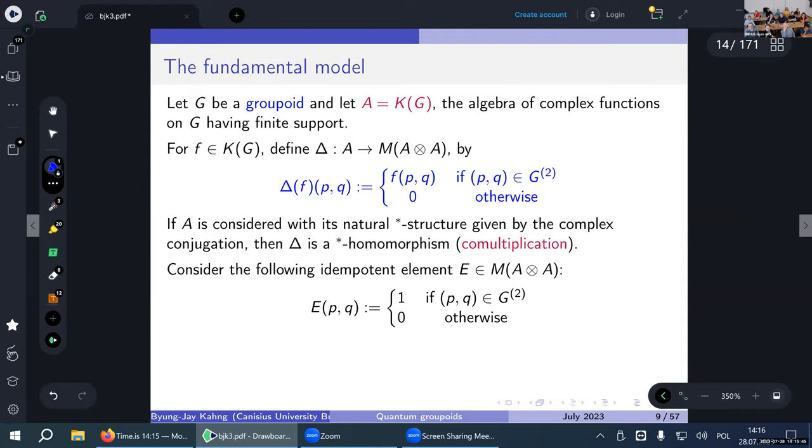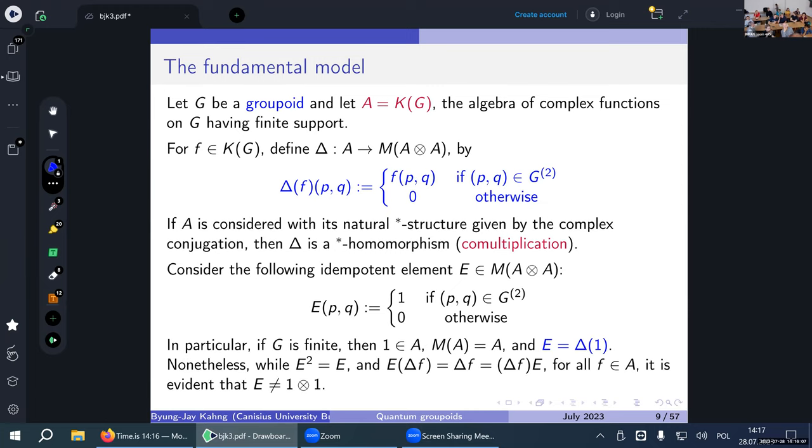And then here is a special element. Basically, it's delta 1, the function that takes value one when the multiplication makes sense, and otherwise it's zero. I actually say that this should be delta 1. The reason why I don't say delta 1 is precisely because the algebra itself at this stage has no 1, no identity. By looking at the multiplication, it behaves exactly like delta 1, but clearly this is not the identity here.